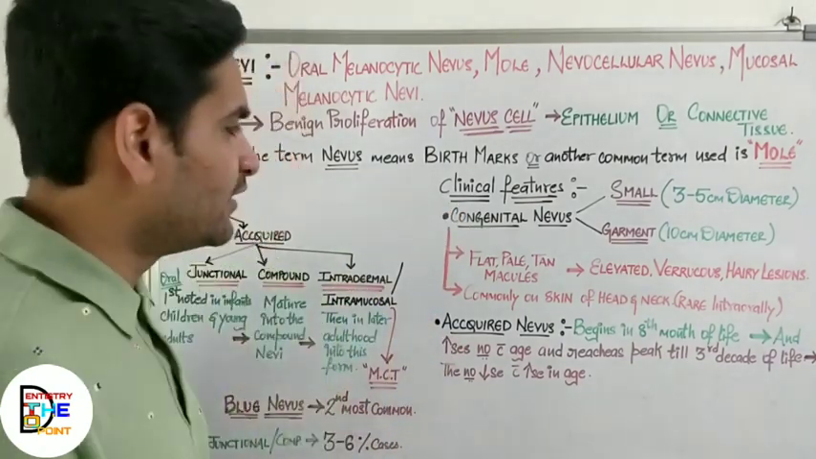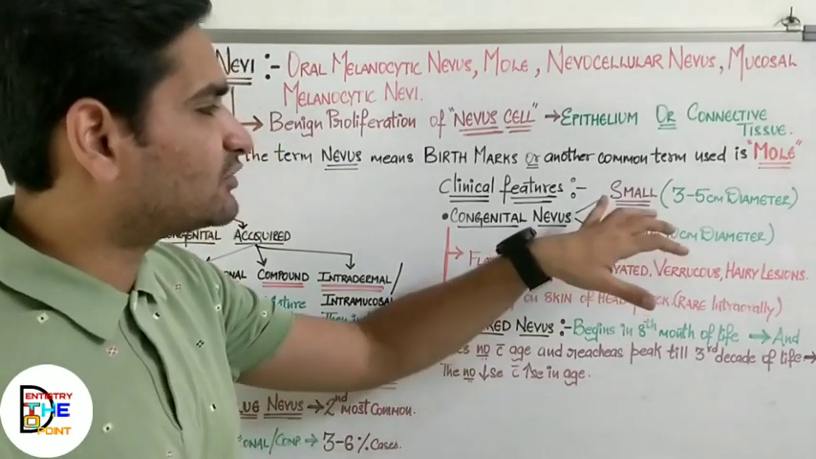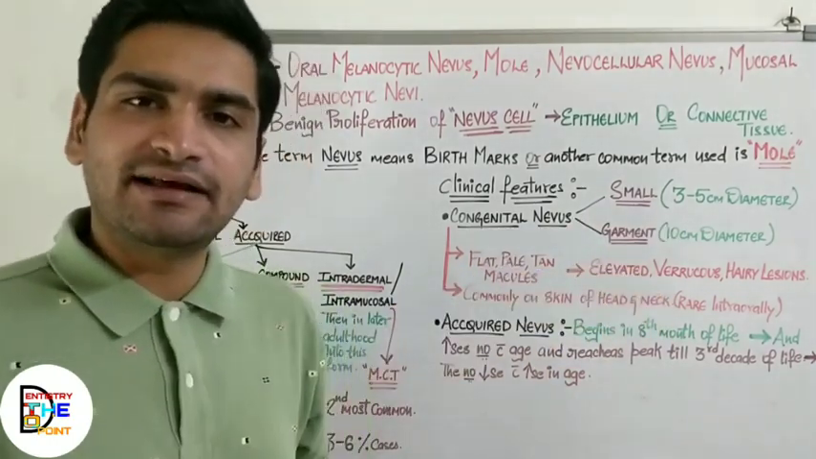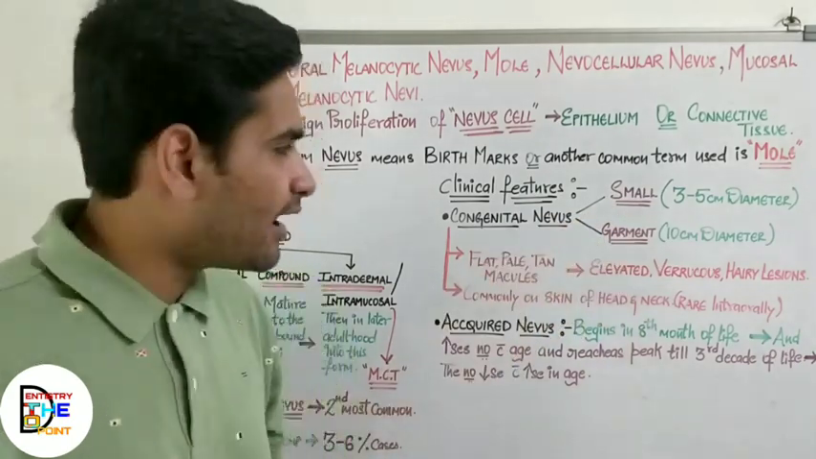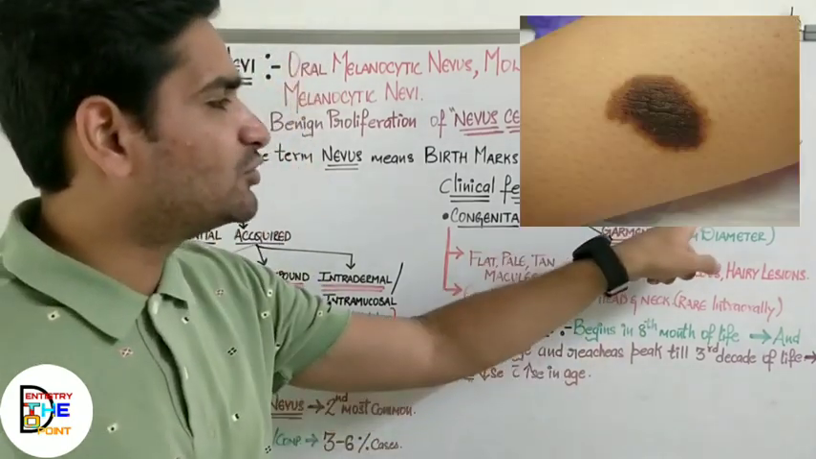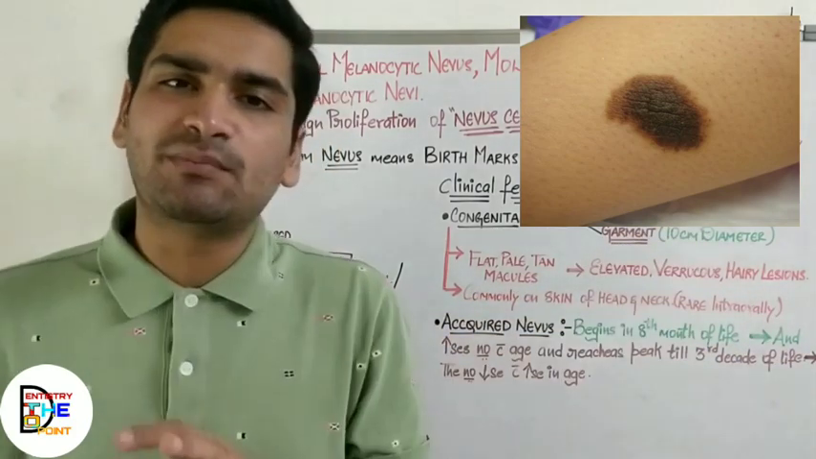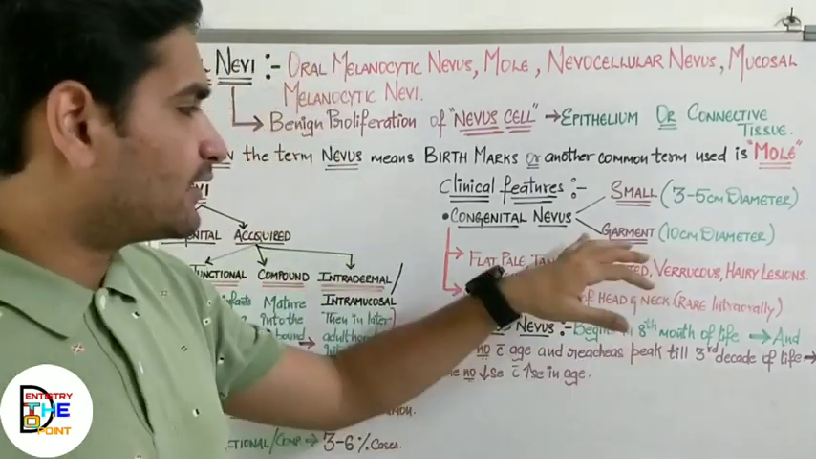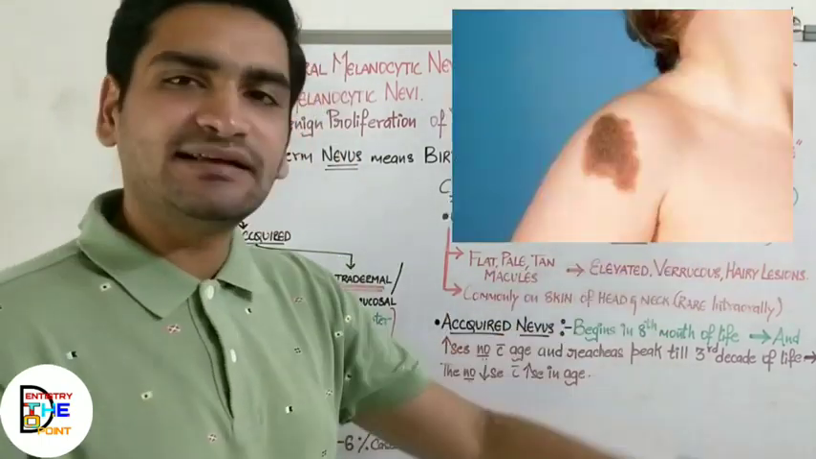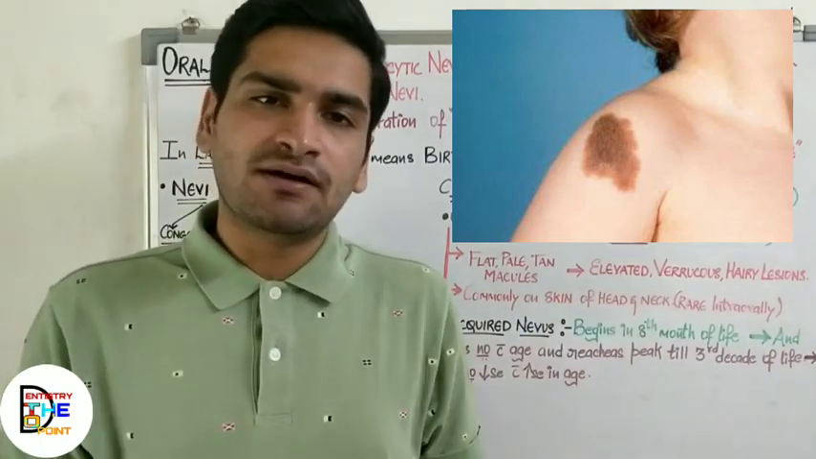Next, moving on to the clinical features of nevi, firstly we will discuss the congenital and acquired nevus broadly. The congenital nevus is divided into two categories, the small and the garment category. The small category is usually 3 to 5 centimeters in diameter, so the lesions are not very big and do not cover vast areas of the skin. The garment type is 10 centimeters or more in diameter, so these are capable of covering large or major areas of the skin.